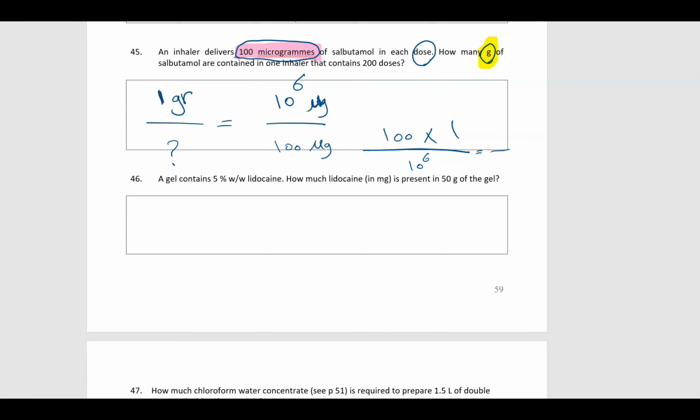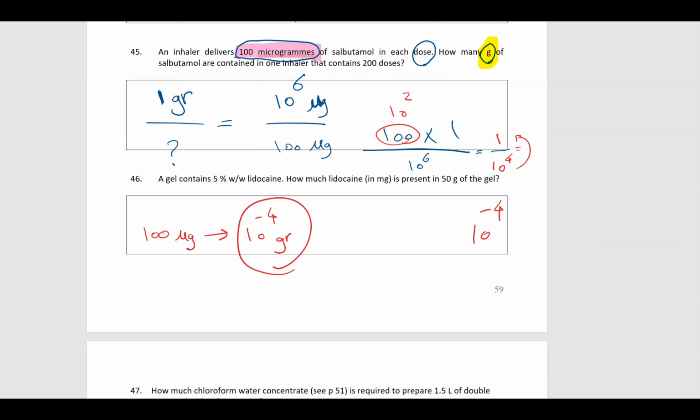100 is 10 to the power of 2, so it would be 1 over 10 to the power of 4. So if you bring it up, that would be 10 to the power of minus 4. So 100 microgram equals 10 to the power of minus 4 gram. In each puff, we have 10 to the power of minus 4.